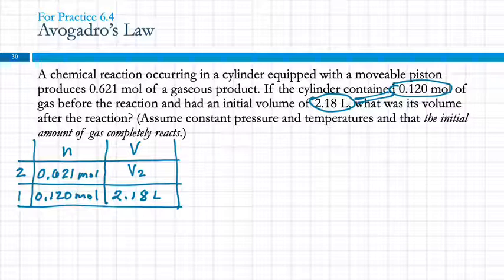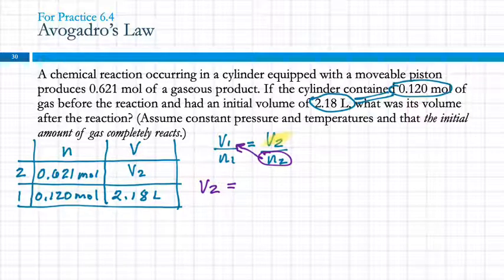So I have n's and v's. I need an equation that has n's and v's. So V1 over N1 equals V2 over N2. So we can cross multiply and rearrange the equation, or we can think about moving stuff, and I want V2 by itself. It's this guy up here. And so I'm going to take this guy and move him diagonally to the other side of the equation. V2 is equal to V1 times N2 over N1.